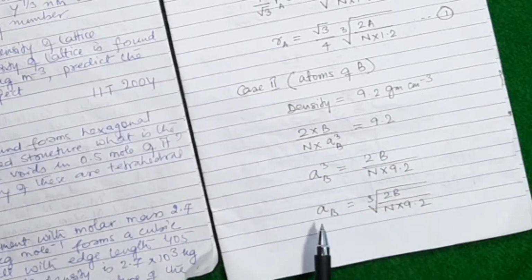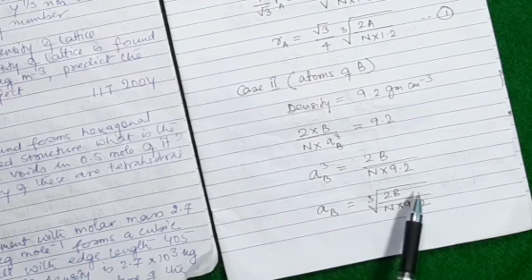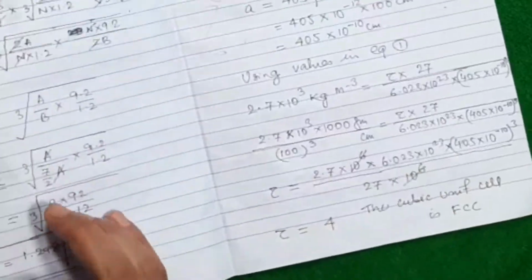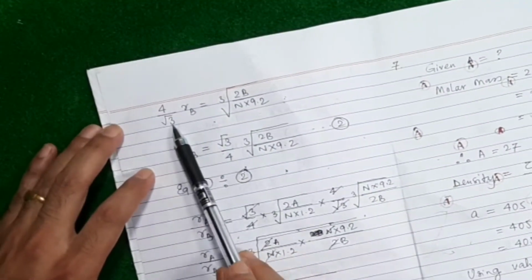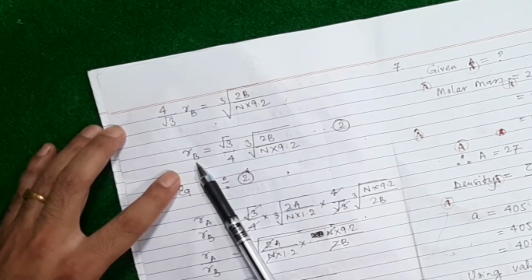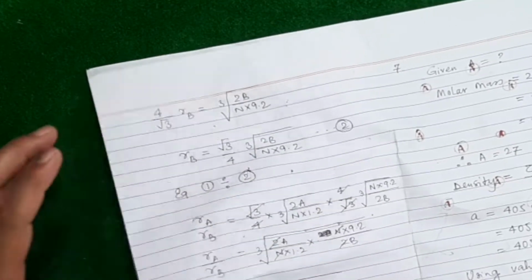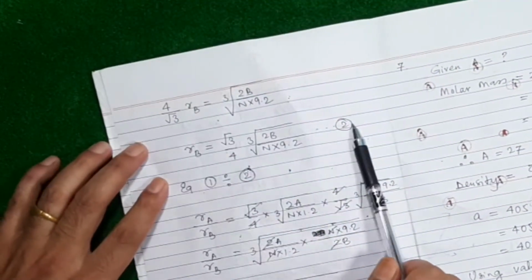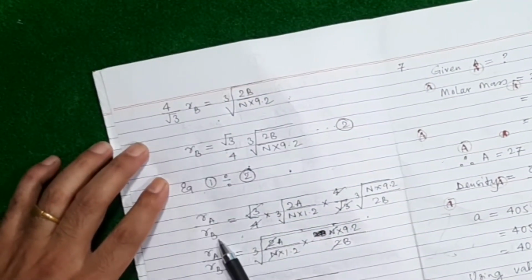Similarly, cross multiply and try to find the value of a_B, which is the cube root of this. Now I'll replace this a_B again with the radius. So the edge length is replaced with the radius of atoms of B. Solve and get the value of the radius of B. So we've got equation 2. Now we've got the radius of A in expression 1 and the radius of B in expression 2. So we divide expression 1 by 2.